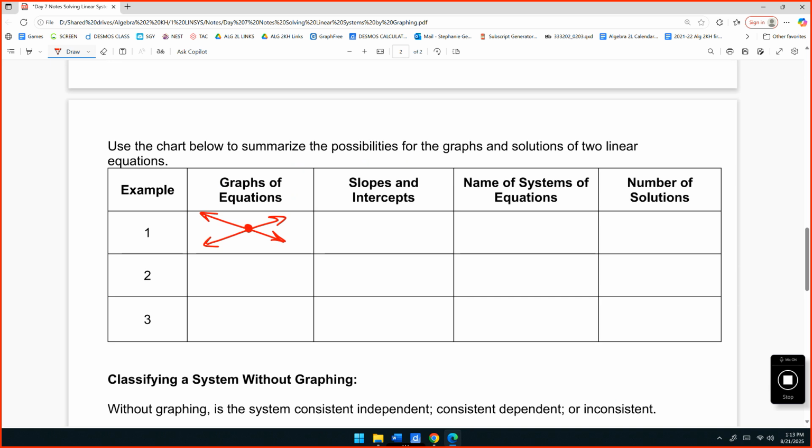So right here, I'm going to put M1 does not equal M2. That means the slopes are different. Okay? And the name, what we called that, consistent independent, right? And then for number of solutions, that there was 1, right? One solution.